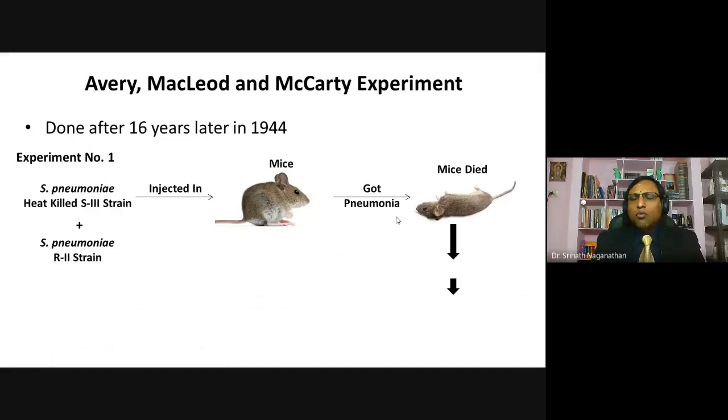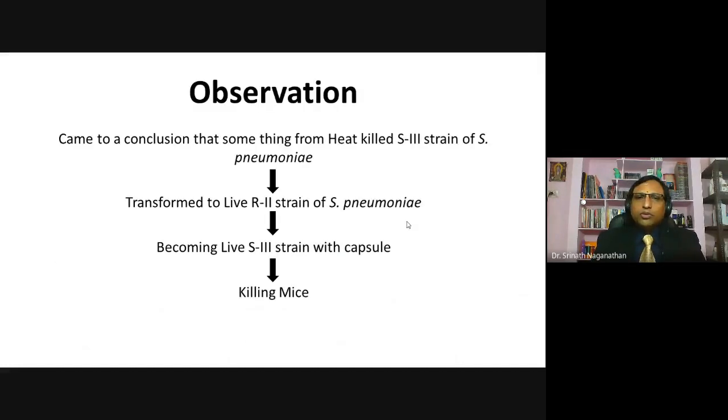To analyze this, they took tissue samples from the lung region and various other parts and observed them. When they did the mice tissue analysis, they observed that it contained the live S3 strain of Streptococcus pneumoniae. So they concluded that something from the heat-killed S3 strain is transformed into the live R2 strain, making it an S3 strain with a capsule and killing the mice, as Griffith had also observed.